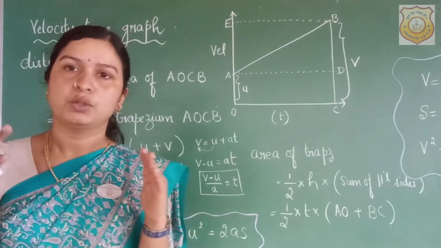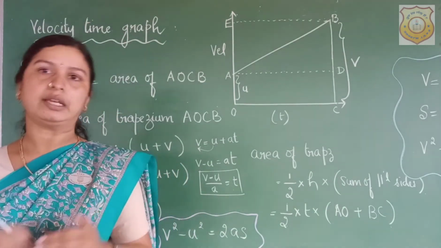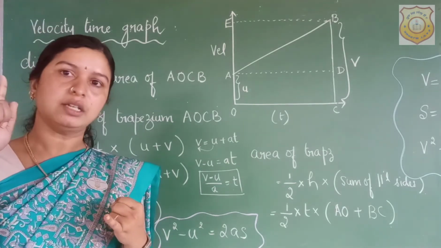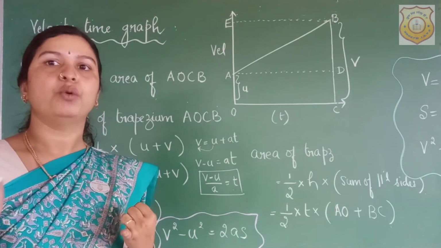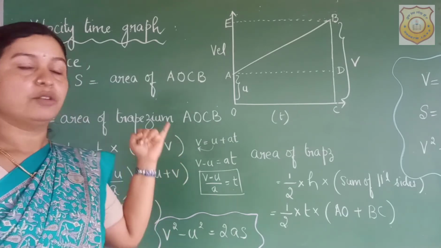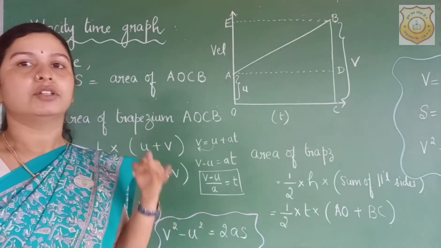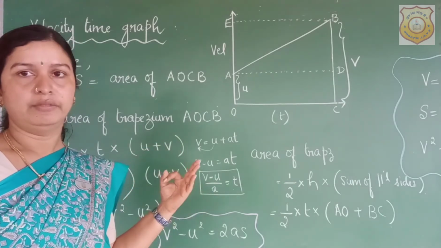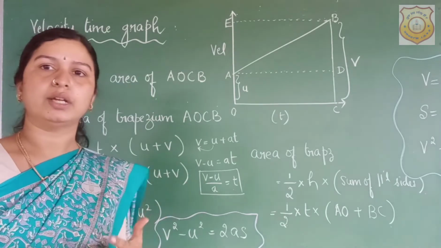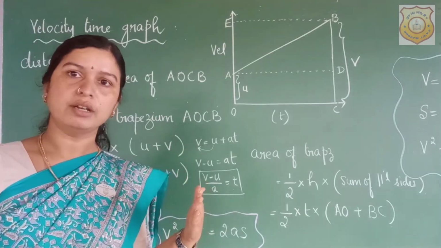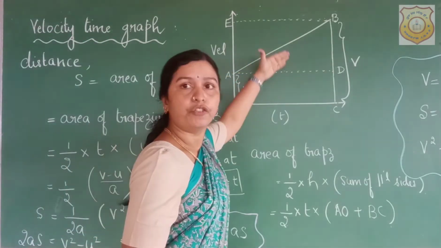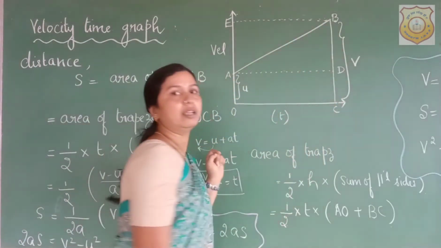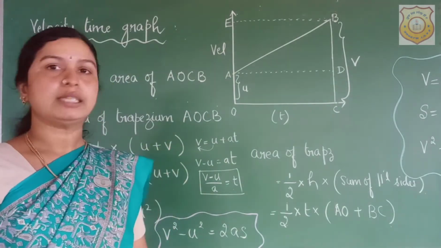So just remember all the three derivations. We are using the velocity time graph. The first derivation, v minus u equal to at, we calculated the acceleration. For the second and the third derivation, we calculated the area. We are finding the distance, so we calculated the area. In the second derivation, we calculated the area of two figures, whereas in the last derivation, we calculated the entire area of the trapezium AOCB.